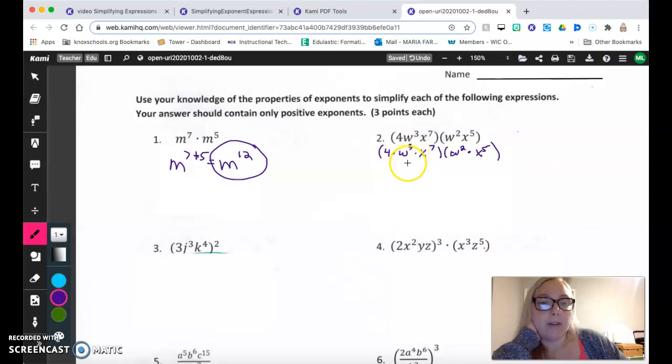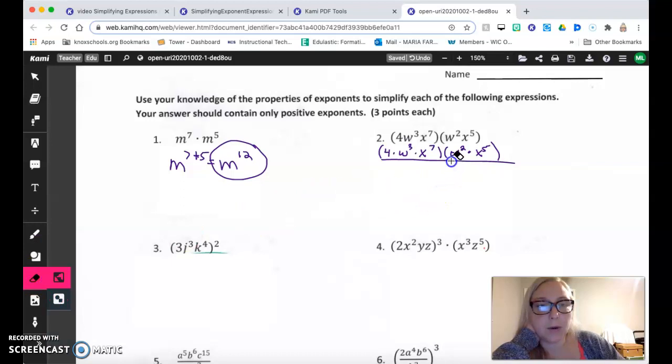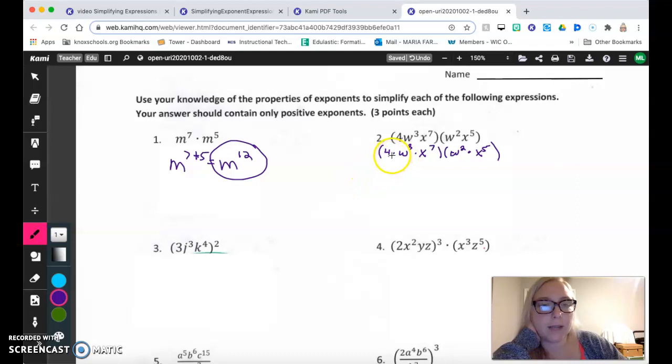We do have same bases on the same side of our fraction bar, because remember, if there's not a fraction split up, it would be like this whole thing is the numerator with a 1 underneath. So technically they're on the same side of the fraction bar. And we're going to simplify those using our product rule. Our product rule says that if we have the same bases being multiplied together, we're going to keep the base and we're going to add the exponents.